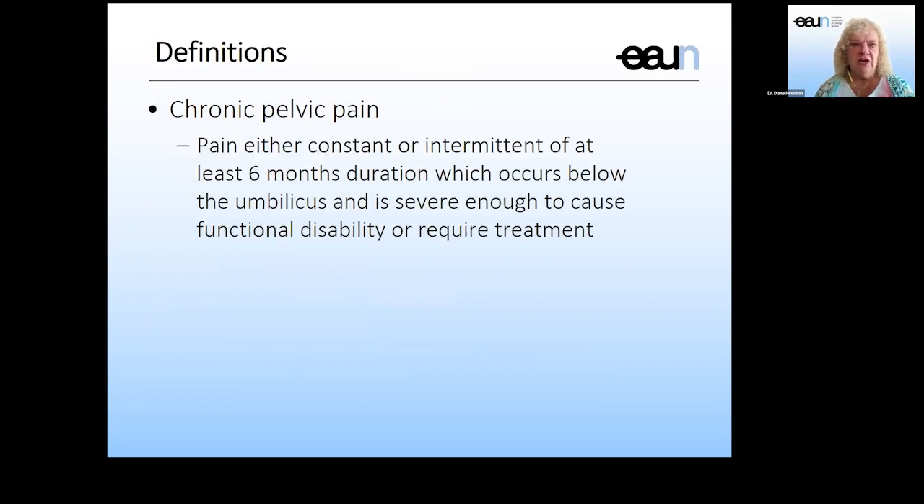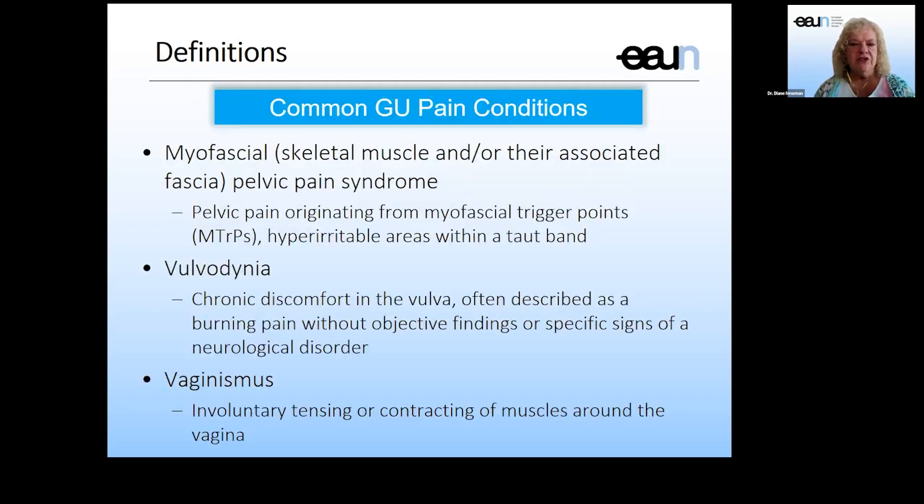So let's start with the definition. I think the previous speaker had mentioned that chronic pelvic pain is defined as constant or intermittent pain of at least 6 months duration, which occurs below the umbilicus and is severe enough to cause functional disability or require treatment. There are associated GU conditions with pain as their presenting symptom. And we have the myofascial, which is more skeletal or fascia pain. We have vulvodynia, which is chronic discomfort in the vulva. Many women describe this as burning pain. Vaginismus, which is involuntary tensing or contracting of muscles around the vagina. And sometimes we call this high-tone pelvic floor muscle dysfunction, pelvic floor muscle spasm.